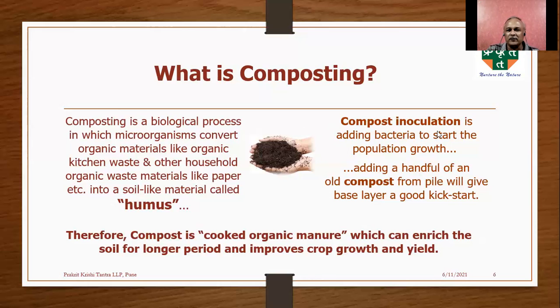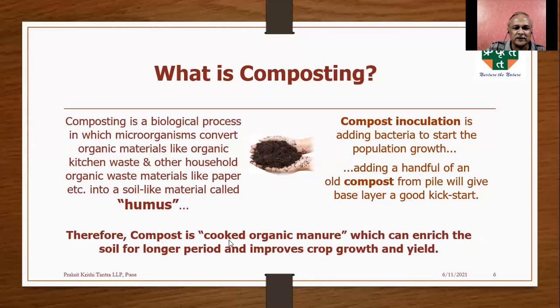So coming to compost inoculation: compost inoculation is adding bacteria to start the population growth. Adding a handful of old compost from a pile will give the base layer a kickstart. So this is for the composting process actually. When you are making compost at home, you need a small quantity of compost for the inoculation of all these beneficial bacteria or microbes.